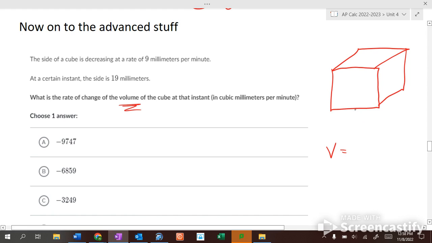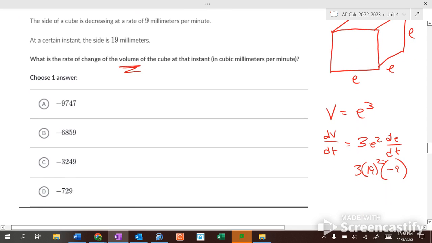Well, the volume of the cube, I know each side is an edge, so the volume is E cubed. Okay? So the rate of change of the volume would be dV/dt equals, and then take the first derivative of this side: 3e squared dE/dt. So at a certain instant, the side is 19, so it's 3 times 19 squared, and it's decreasing at a rate of -9. So it's going to be a negative answer, whatever 3 times 19 squared times -9 is.